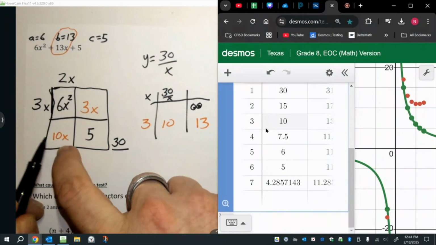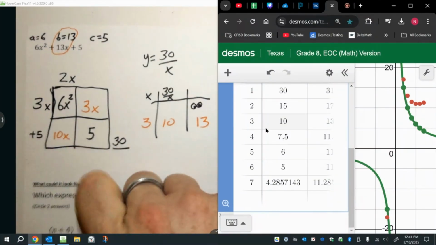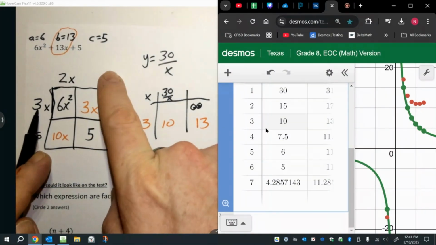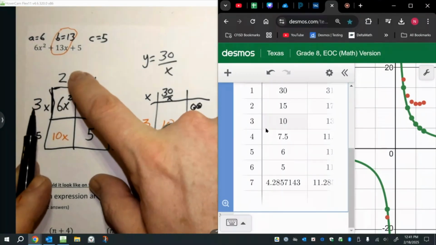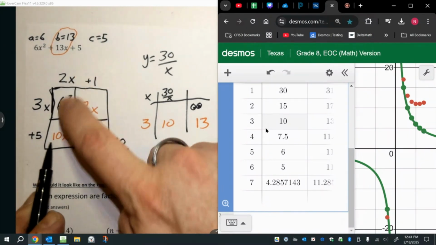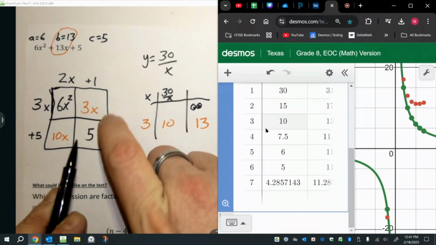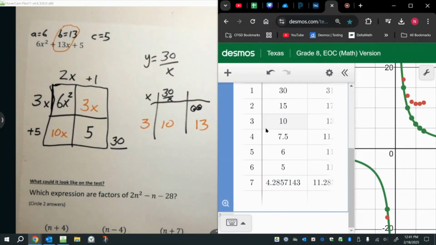2x times what gives me 10x? Oh, that has to be plus 5. And 3x times what gives me 3x? Oh, that's plus 1. And so now I check everything. 3x and 1 multiply to 3x. That multiplies to 10x. That multiplies to 5. These guys add to 13. All right, so we're good.